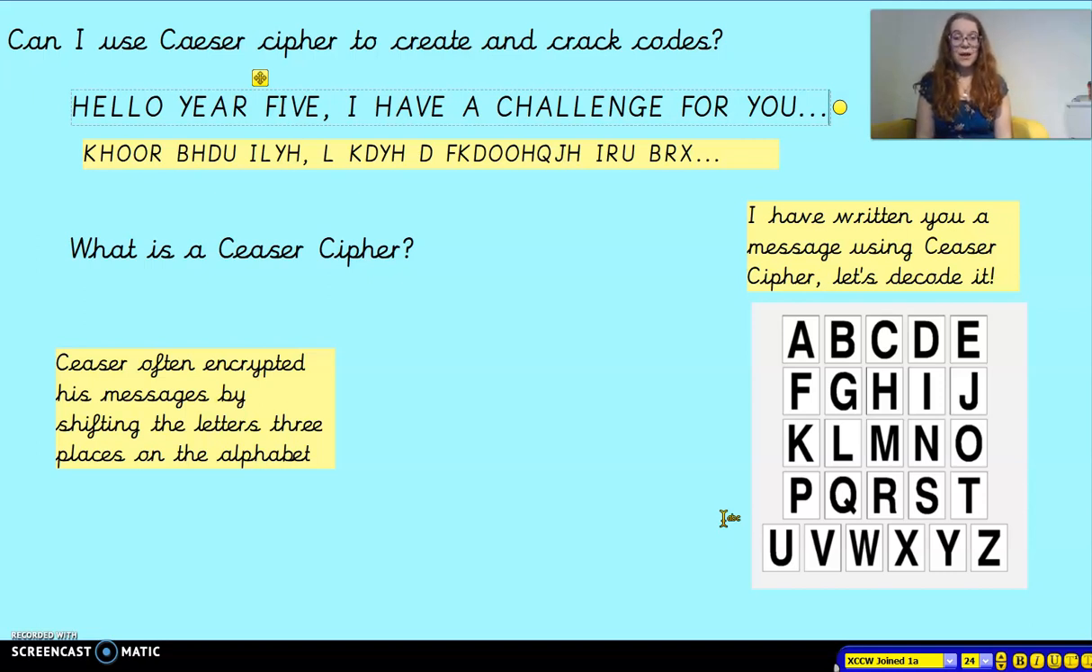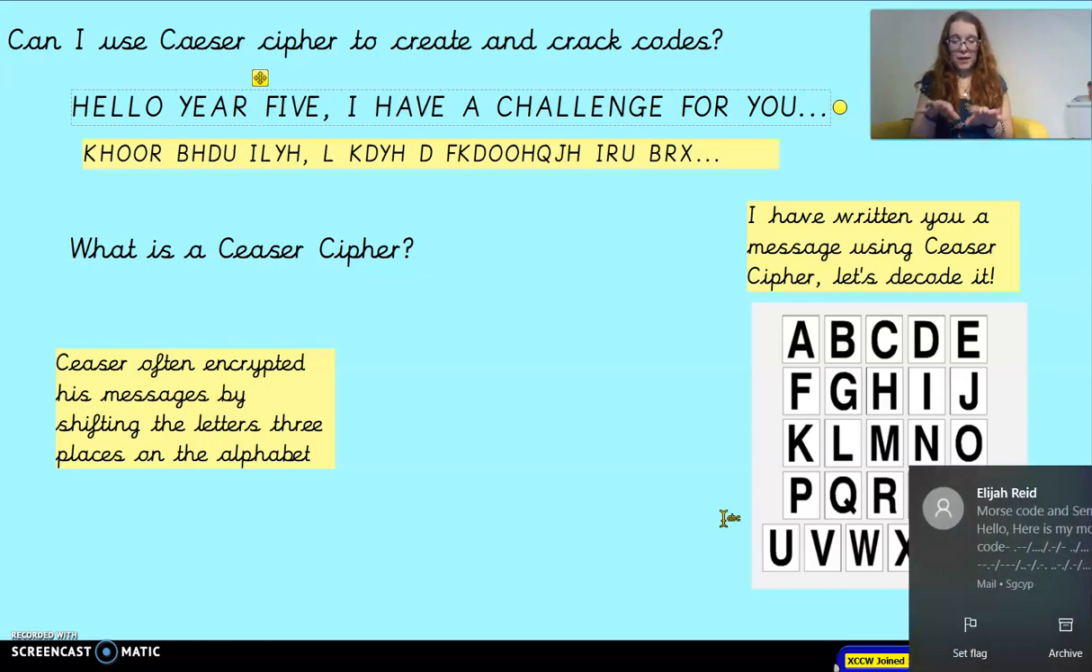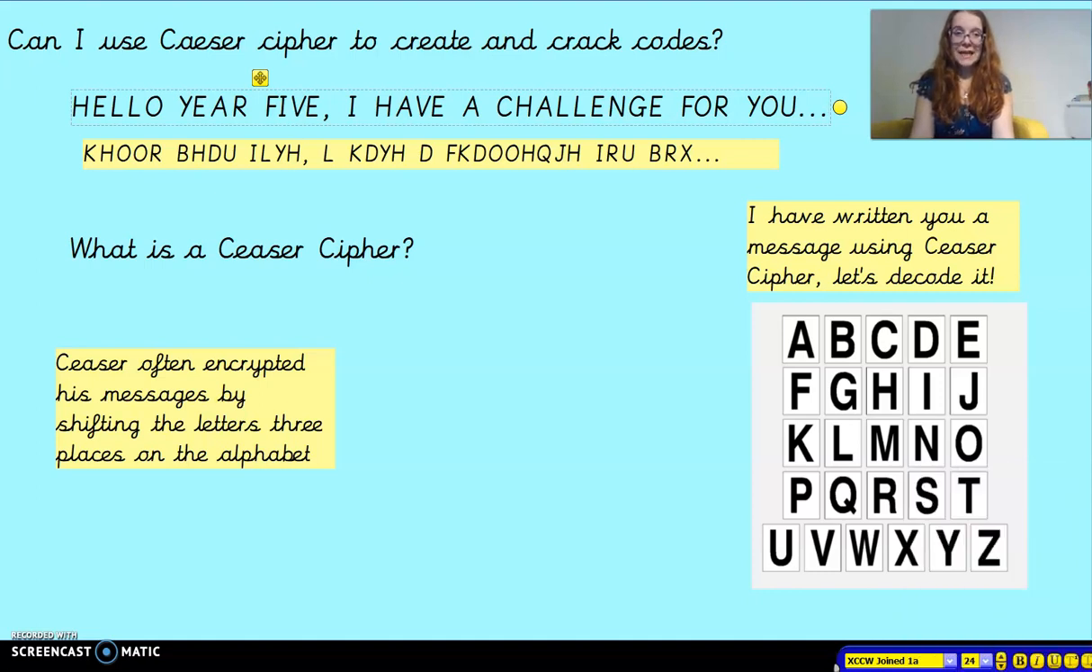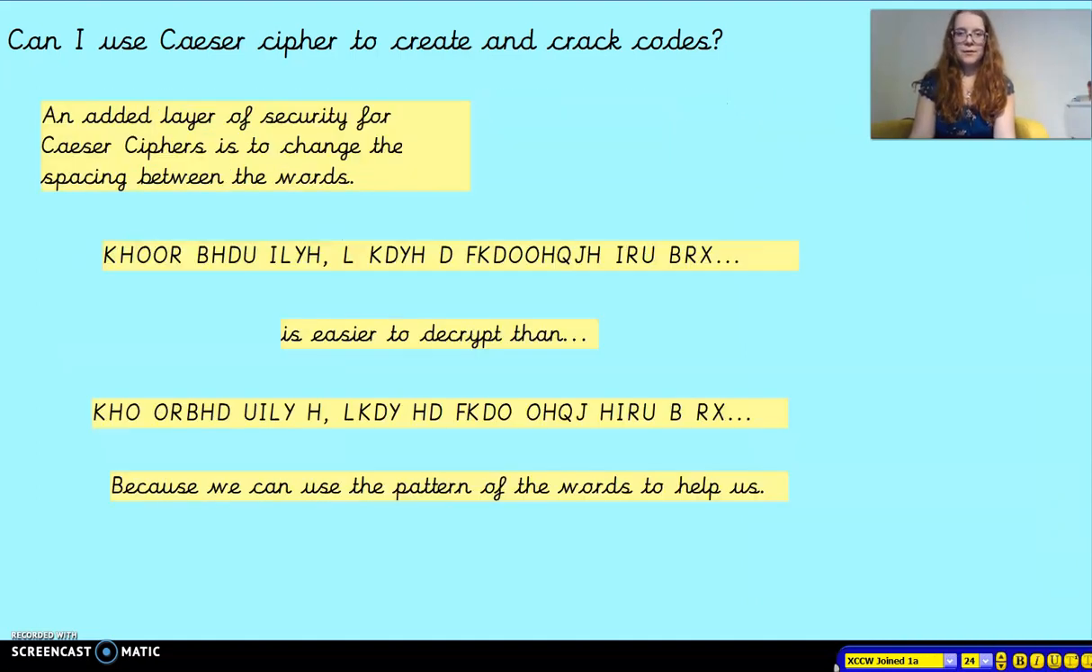Now that is a bit of a tricky time. It's taken me a little bit of time to decrypt it, but I'm going to go over to the next slide and show you just how you can make your ciphers even more safe.